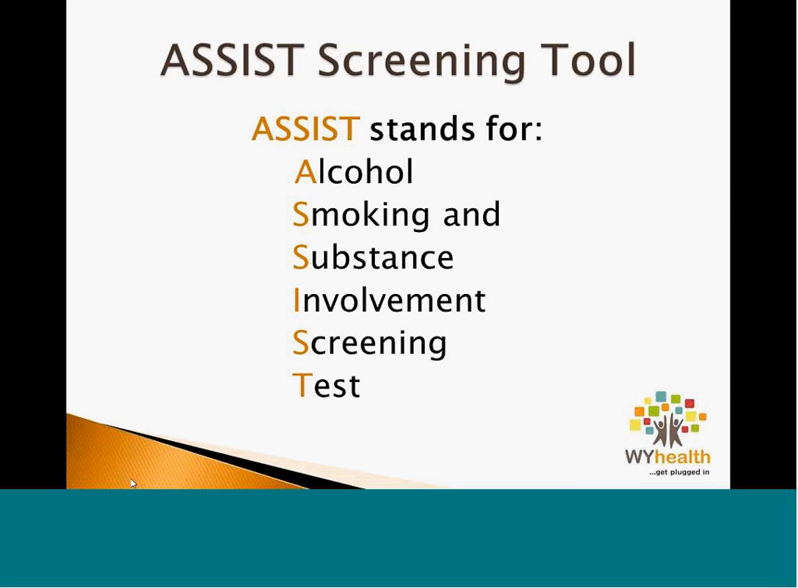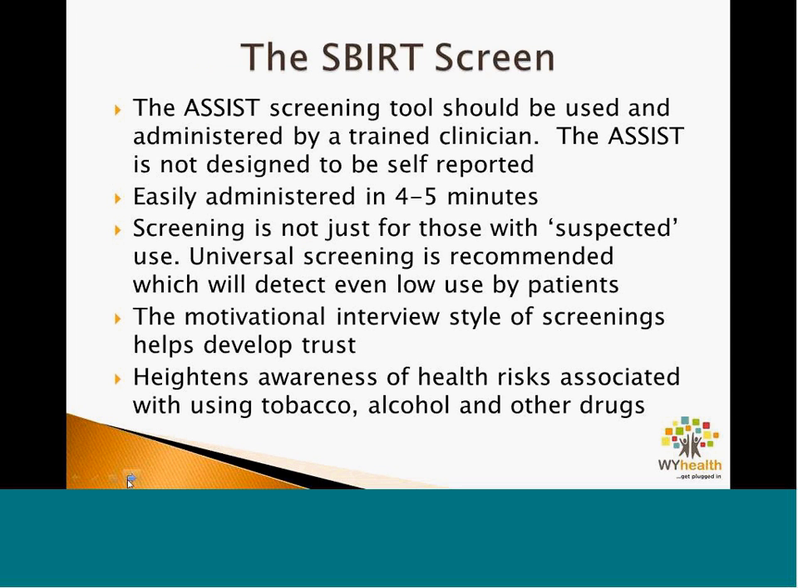The Assist screening tool is the tool that is used in Wyoming for SBIRT services. The Assist screening tool was created by the World Health Organization. This is their acronym that stands for Alcohol, Smoking, and Substance Involvement Screening Test.